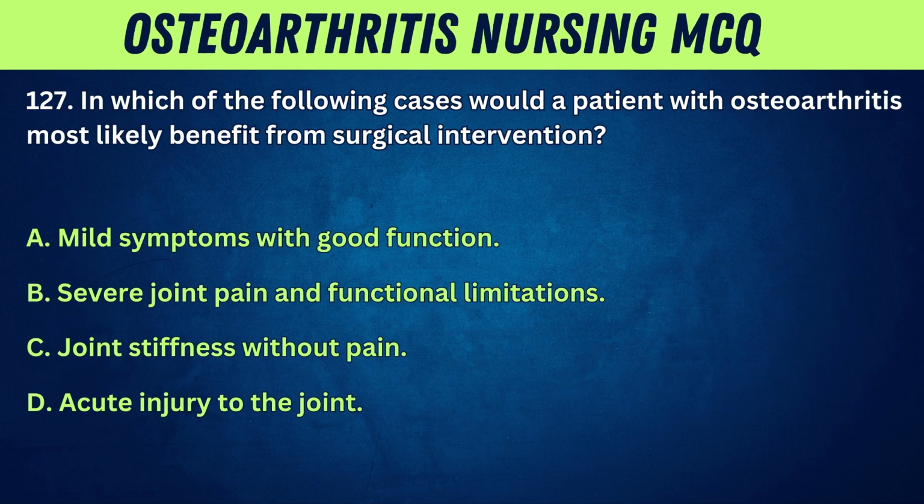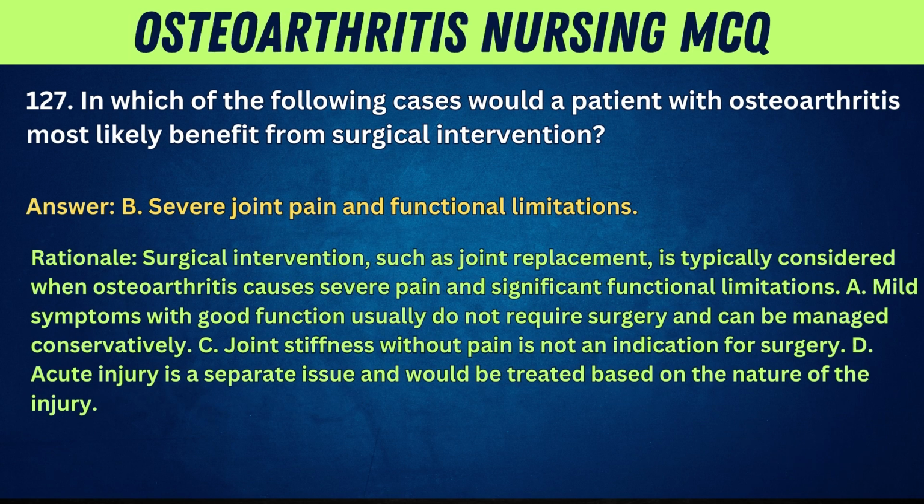127. In which of the following cases would a patient with osteoarthritis most likely benefit from surgical intervention? A. Mild symptoms with good function. B. Severe joint pain and functional limitations. C. Joint stiffness without pain. D. Acute injury to the joint. Answer: B. Severe joint pain and functional limitations. Rationale: Surgical intervention, such as joint replacement, is typically considered when osteoarthritis causes severe pain and significant functional limitations.